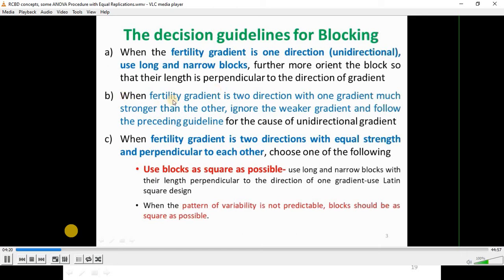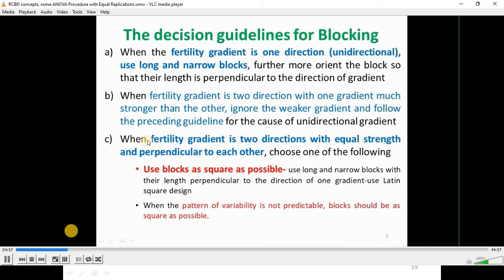The other case is when the fertility gradient is two directional, with one gradient much stronger than the other. It's better to ignore the weaker gradient, because the weaker gradient means lower variation. So we need to focus on the stronger gradient and follow the preceding guideline for the case of a unidirectional gradient. That means if we ignore the weaker gradient, it's better to follow this principle.